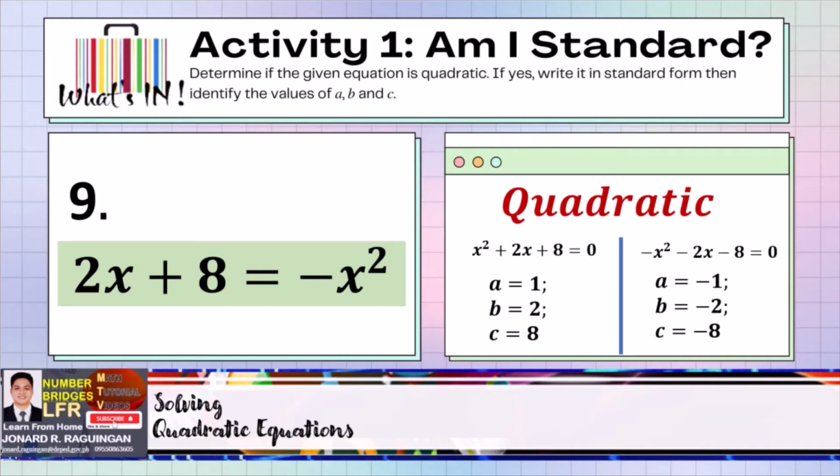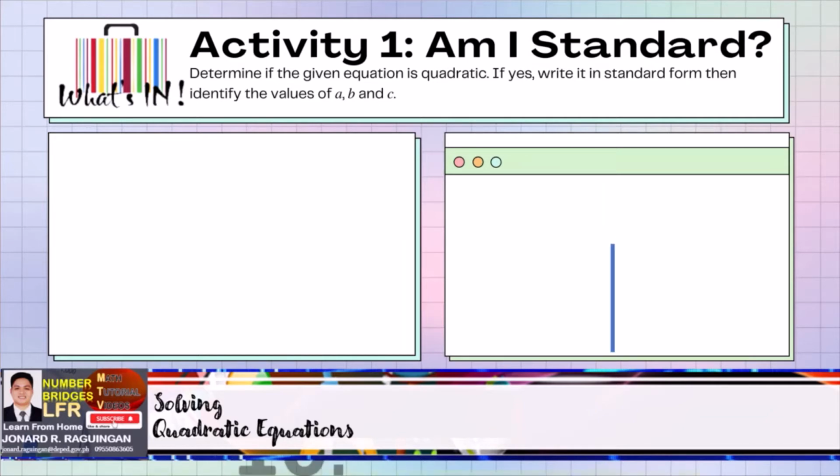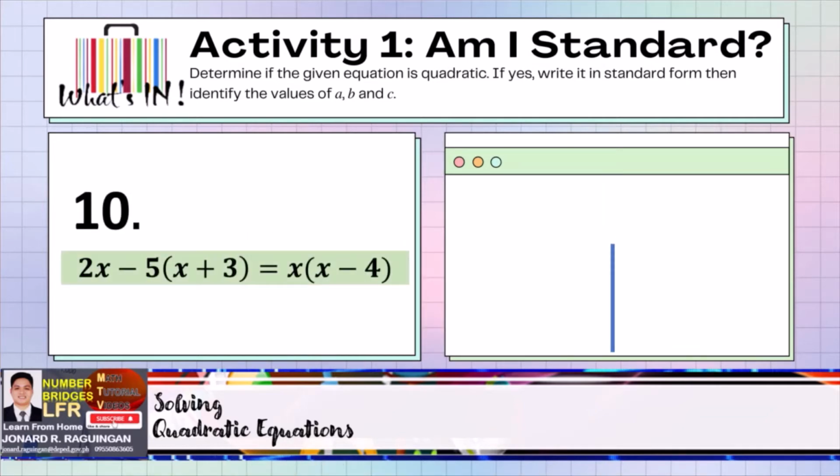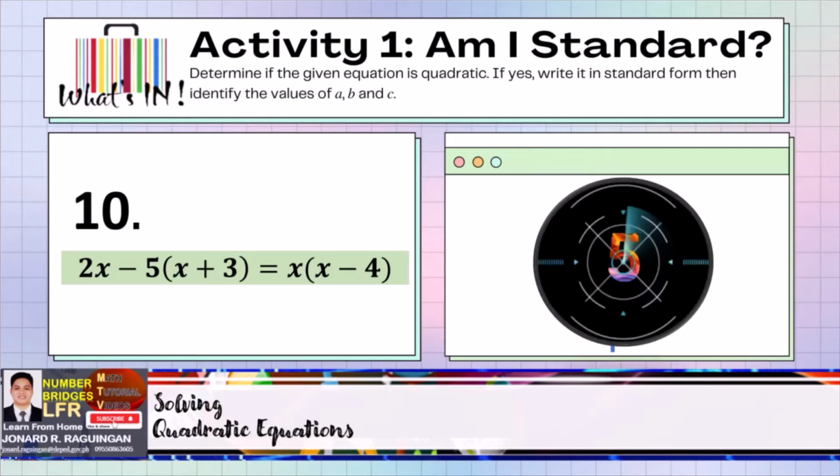Now, for the last item, we have 2x minus 5 times x plus 3 is equal to x times x minus 4. You have 5 seconds to answer that. Your time starts now.